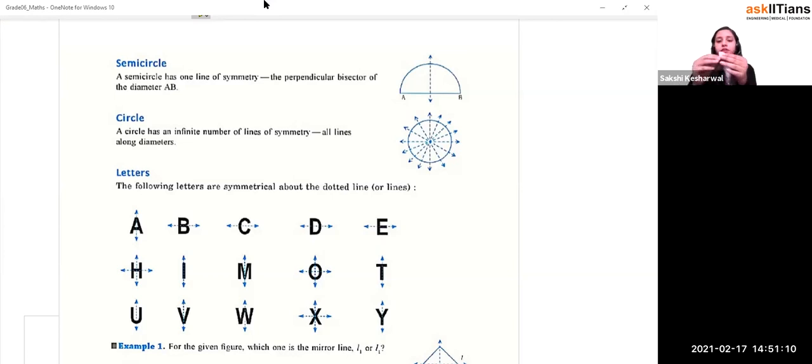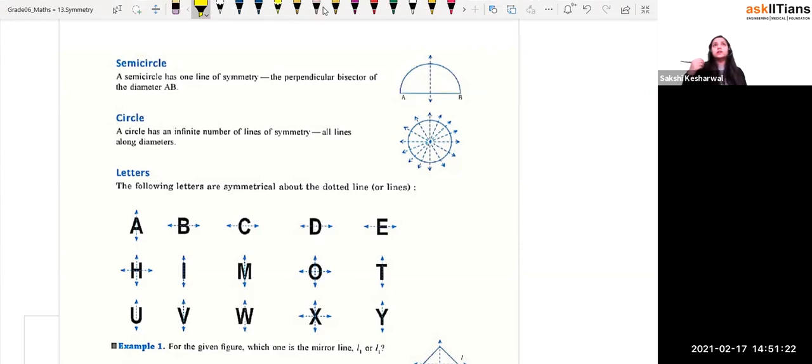So a semicircle is divided into how many parts, beta? Only one part, right? That's the line. Only one line of symmetry, right? But if you talk about the circle, what is a circle, beta? A circle is not a polygon, it's like a limiting case of a polygon in which the number of sides is infinite, right? So a circle has what, beta? Infinite numbers of symmetry, that is, the perpendicular bisector of the diameter. And infinite means what? Uncountable numbers.